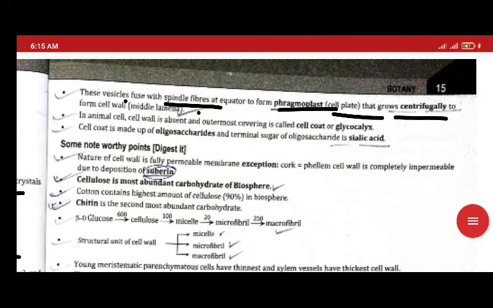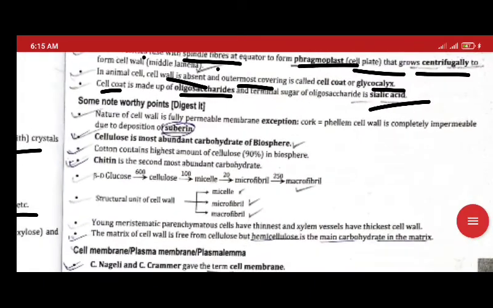In animal cells the cell wall is absent, and the outermost covering is the glycocalyx, or cell coat, we can say. The cell coat or glycocalyx is made of oligosaccharides, which include sialic acid. Oligosaccharide is a type of carbohydrate. Now, some points are given here.